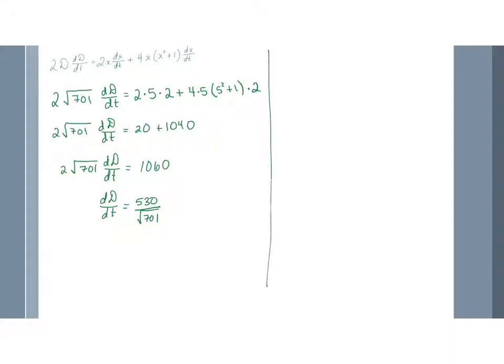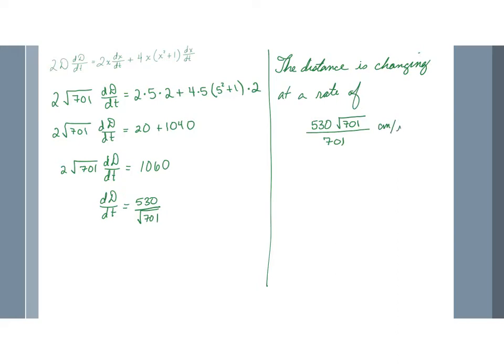Now, this means whenever we write our final answer, since it's a word problem, we should write our answer in words. The distance is changing at a rate of 530 square root of 701 over 701, because we had to rationalize the denominator, centimeters per second.